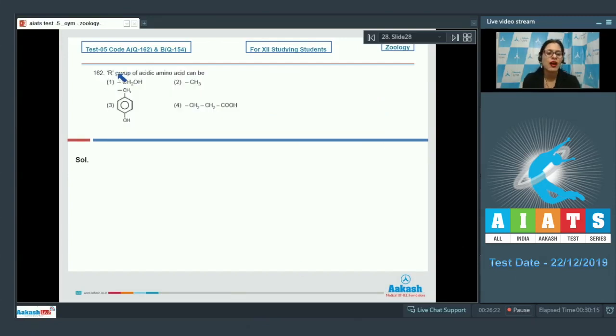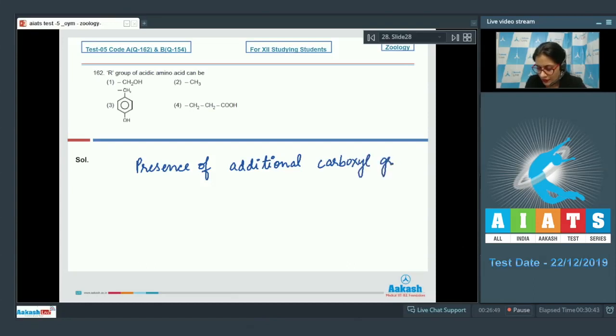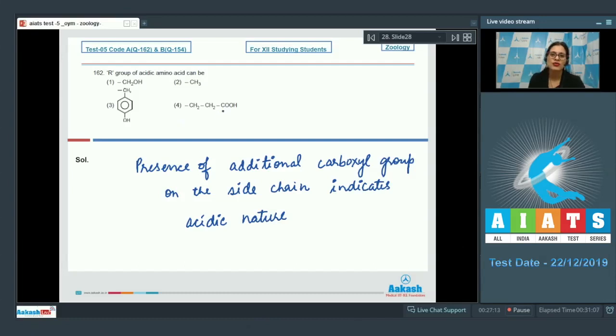Question number 162. R group of acidic amino acid can be presence of additional carboxyl group on the side chain indicates acidic nature of amino acid. So among the given options, you need to find out an additional carboxyl group.